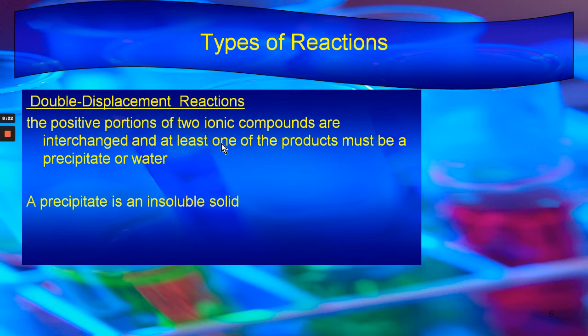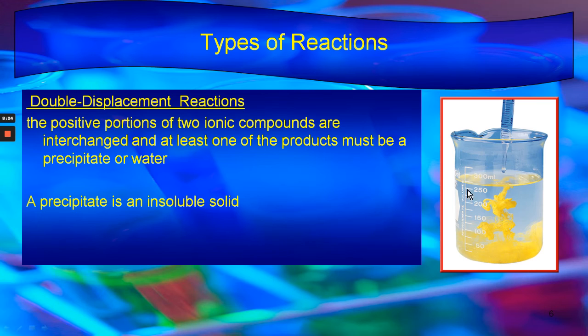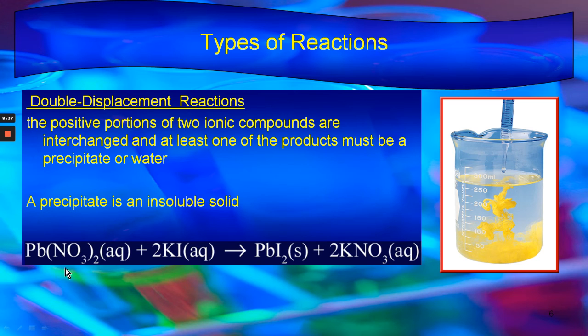A precipitant is nothing but an insoluble solid. In this case, this is chromium in a solution, and you're making a chromium precipitate here that is insoluble. And they're not yellow, they can be white, they can really be any color. So here's an example. If we had lead 2 nitrate in a solution reacting with potassium iodide solution, we mix these two solutions together, we're going to get lead 2 iodide.